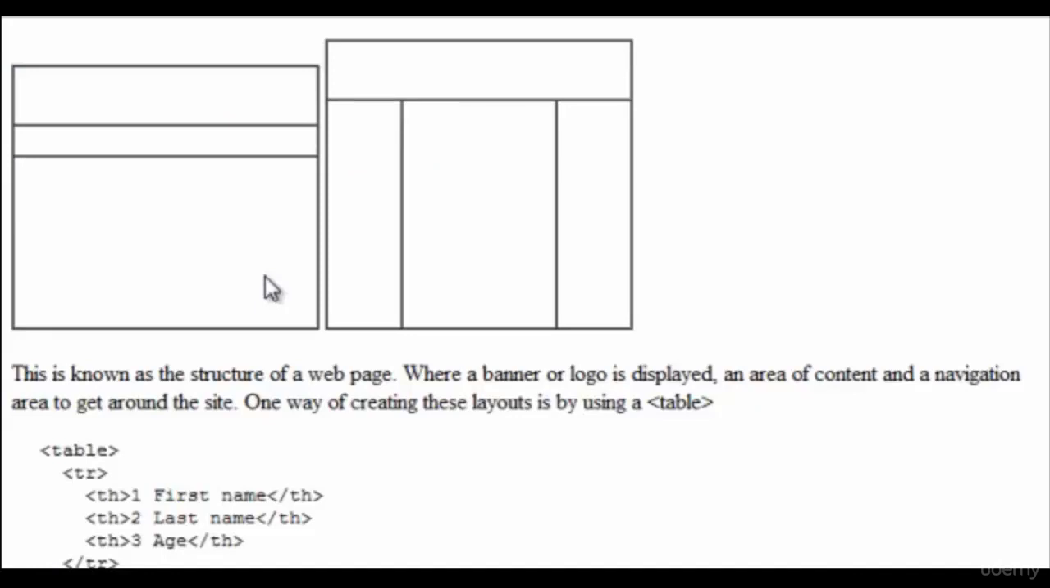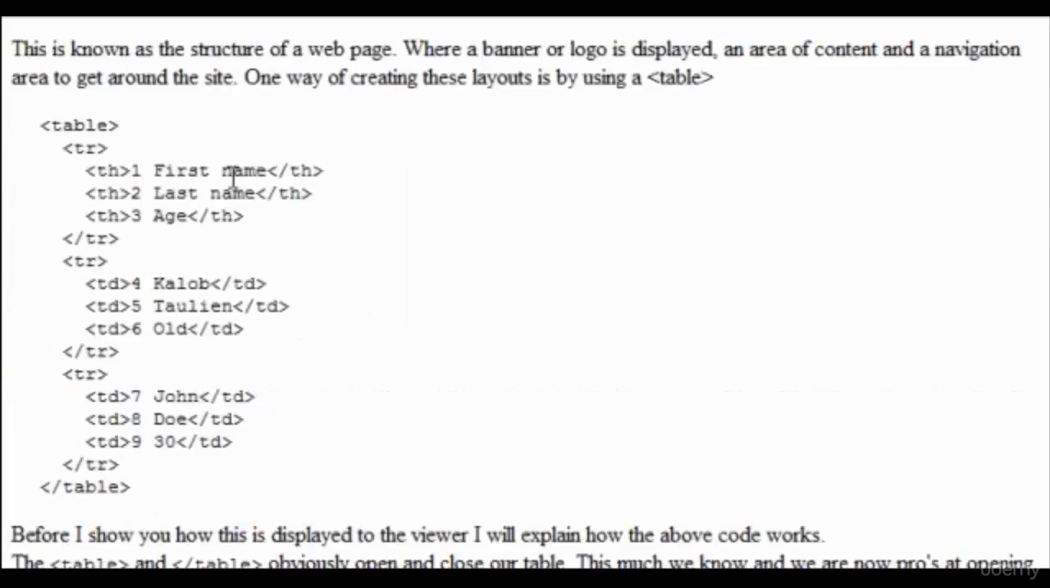One way of creating a layout is by using a table. Here's some example code of a table. We open it, we close it. TR is a table row, and we have to create a table row in order to put cells into it. We have TH, which is a table header, and TH will always center your text and bold it. This is for displaying columns of text, and you want the header to be much more eye-grabbing than the rest of it, so that people know exactly what they're looking at.